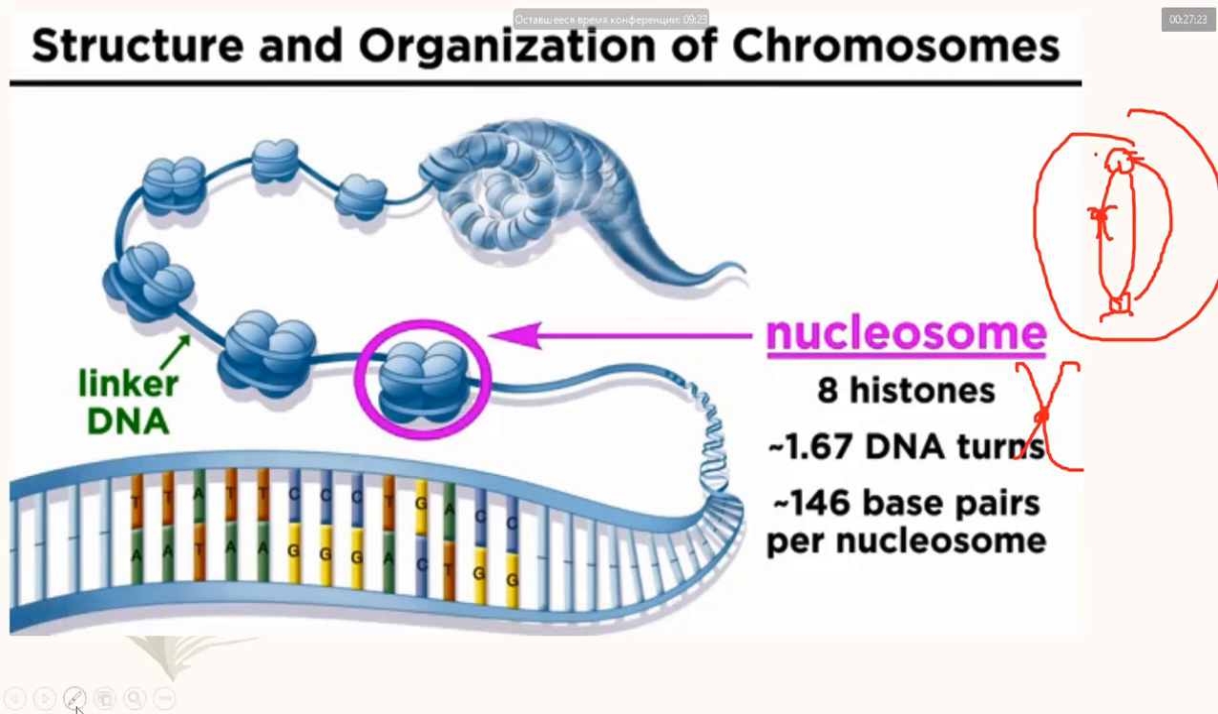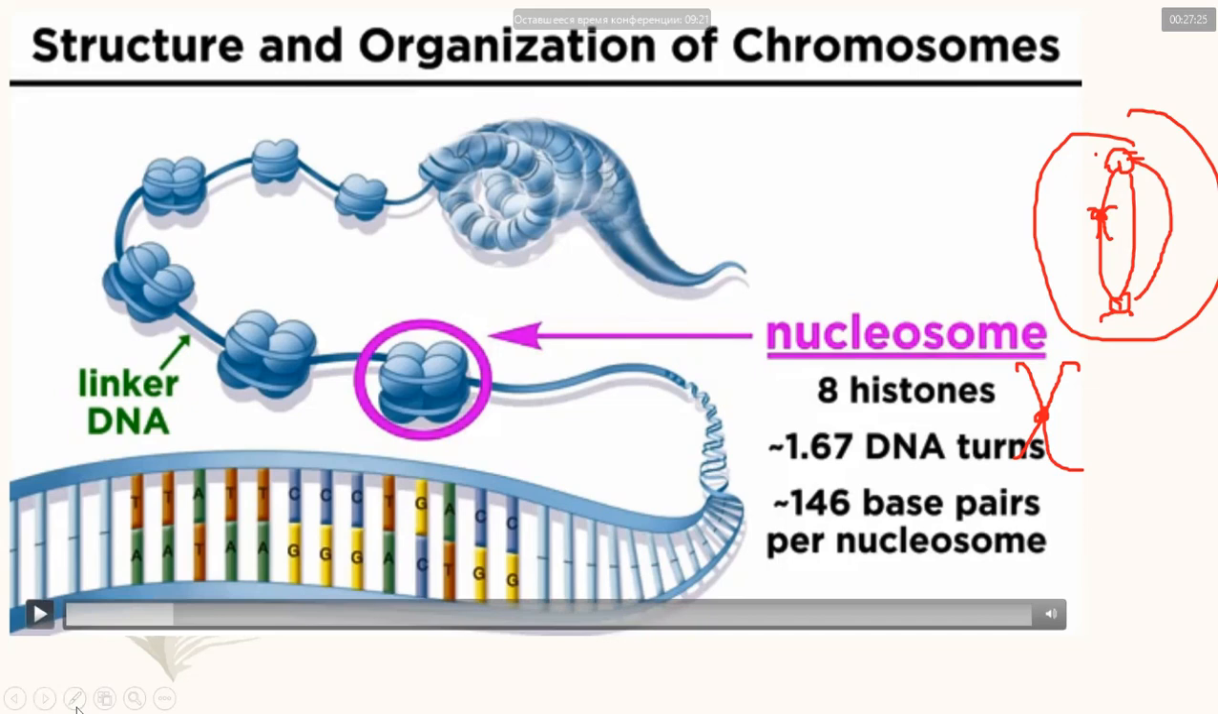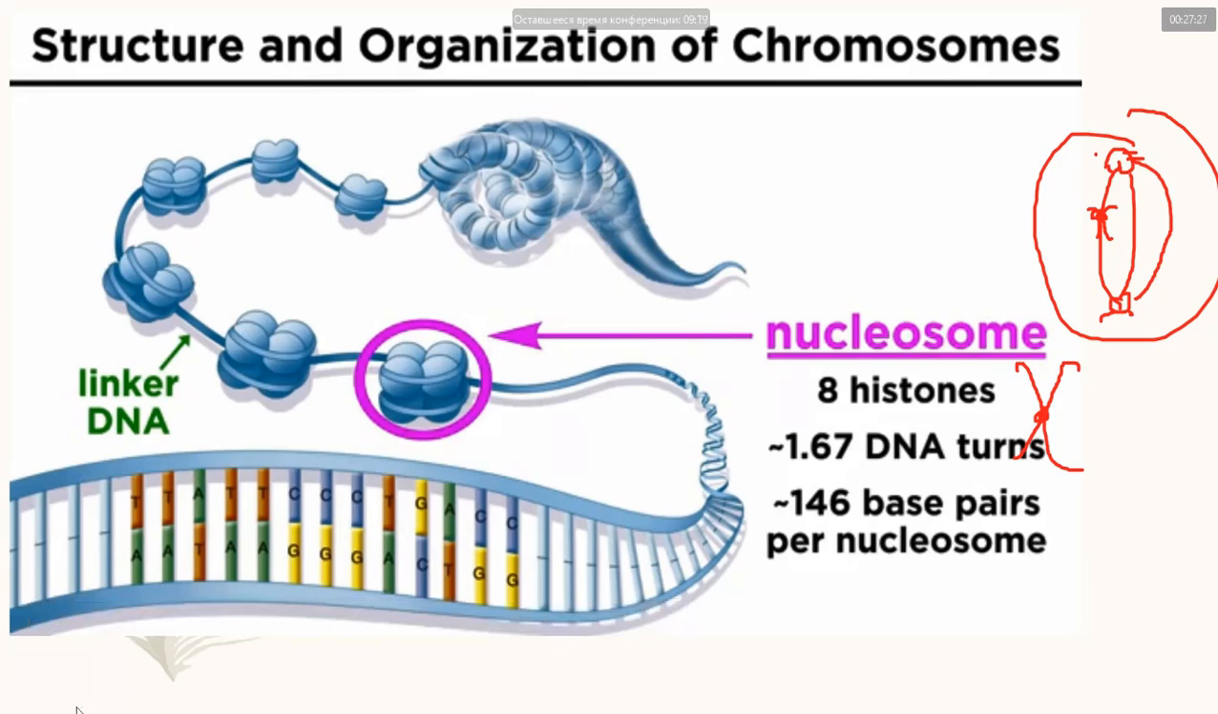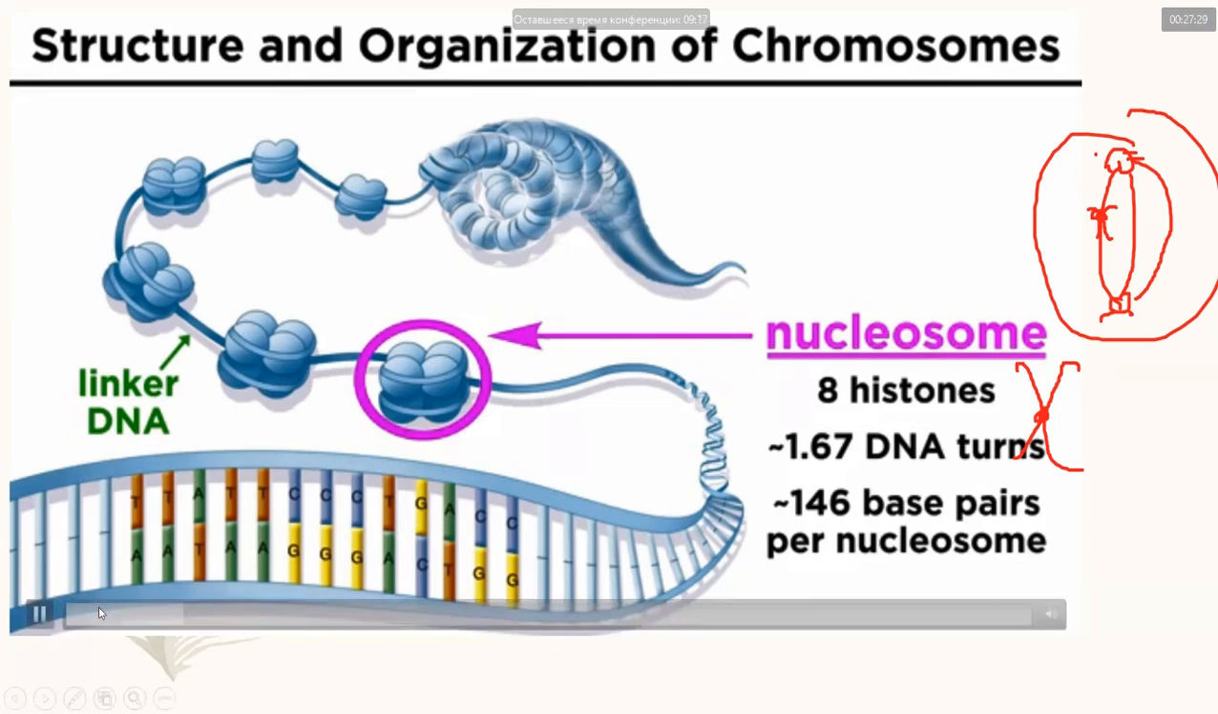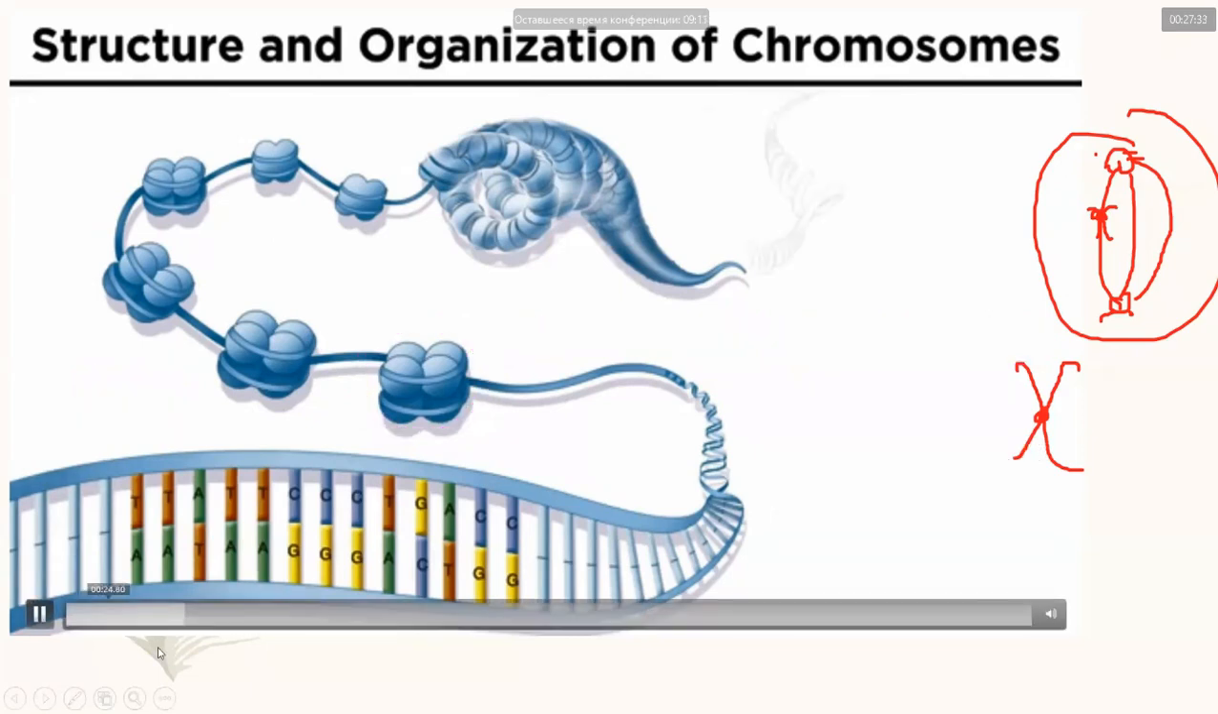These DNA histone complexes are called nucleosomes. Then this undergoes further supercoiling until we get chromosomes of the familiar shape.